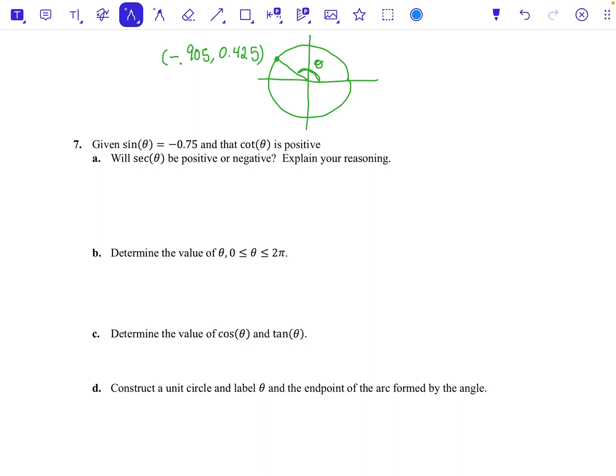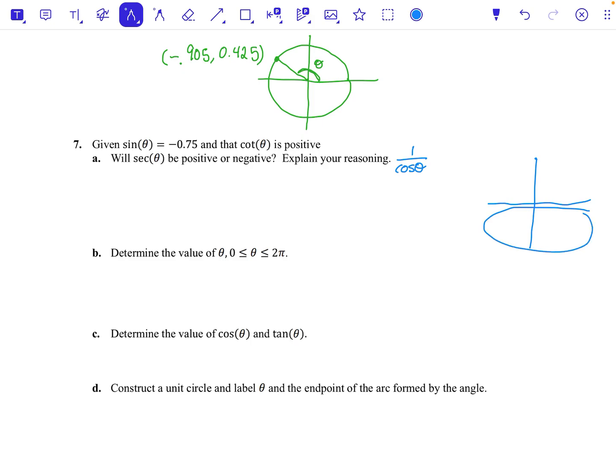Well, let's remember that secant is equal to 1 over cosine. So we need to think about whether cosine would be positive or negative given the situation that we're looking at. I always go back to my little diagrams. So we know that sine is negative. Sine represents a vertical distance from that horizontal axis, and so that's going to be negative in quadrants 3 and 4.